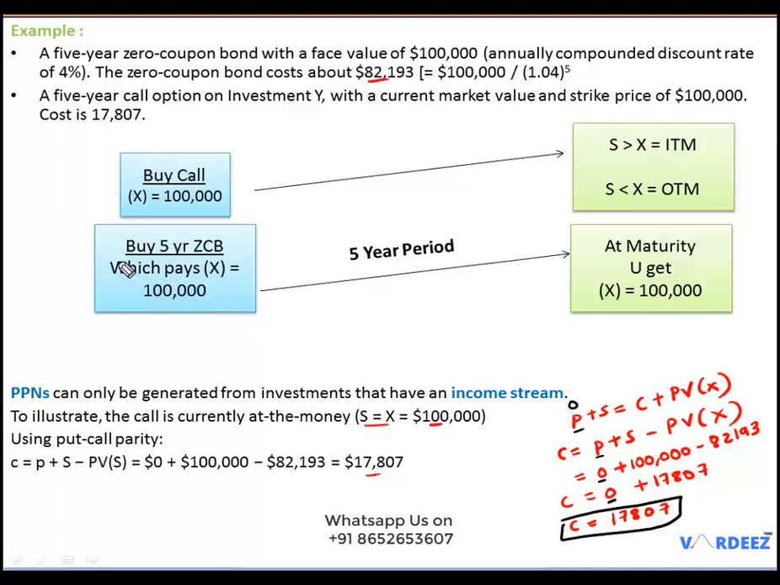So I can go to the market, I can create this particular PPN, I can invest in a 0 coupon bond, and I can buy this call option for 17,807, which we have already calculated. But now let's twist this and assume that the put option in this put-call parity equation is available for $5,000. Now suddenly this 0 is going to be $5,000. So now what is going to be your new call option?